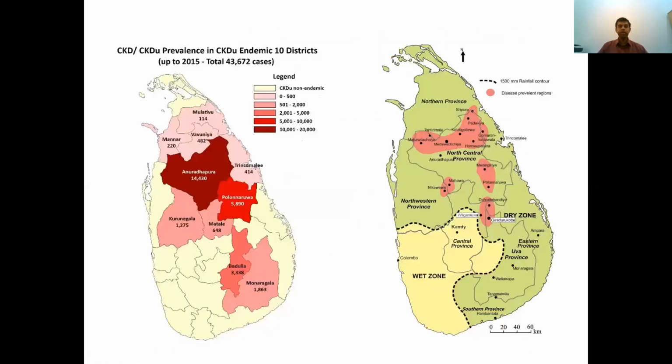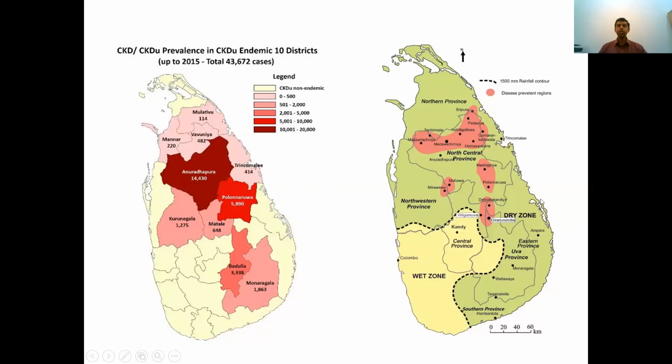And if you look at the Sri Lankan map, this is a bit old map up to 2015, but the highlighted areas are the ones where these patients started appearing. And these dark red areas are where they are highly endemic compared to the others. So you can see, mainly involving the north central and other areas of Sri Lanka.